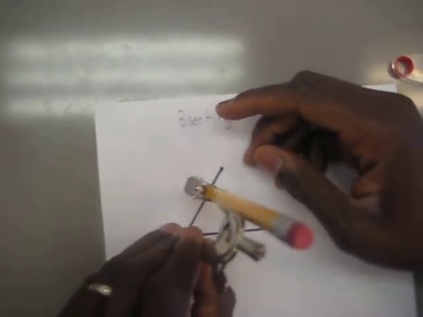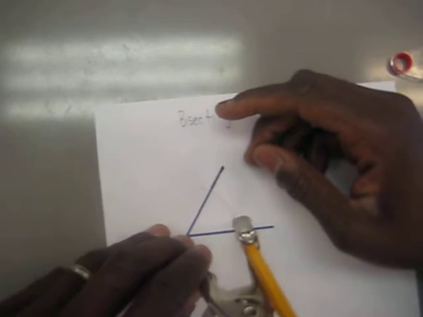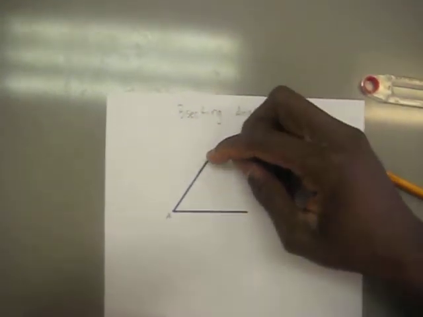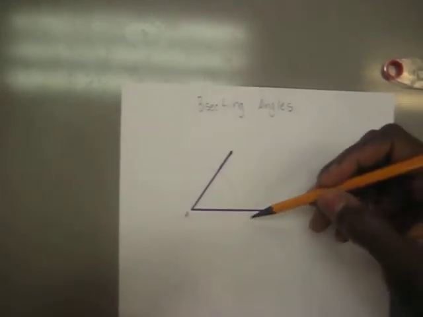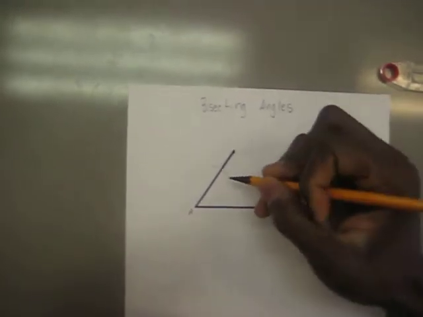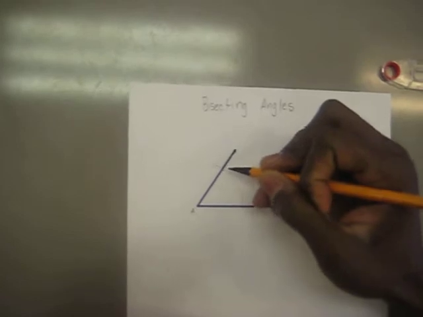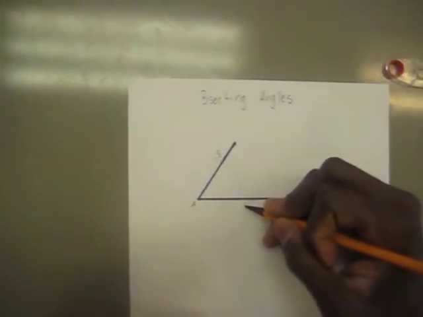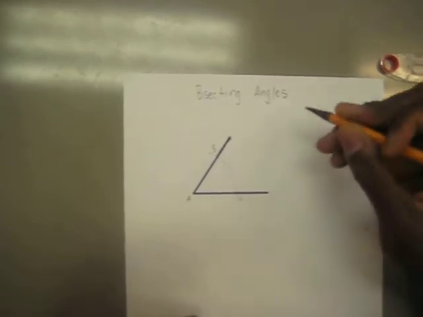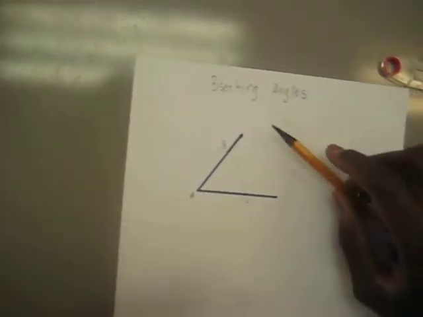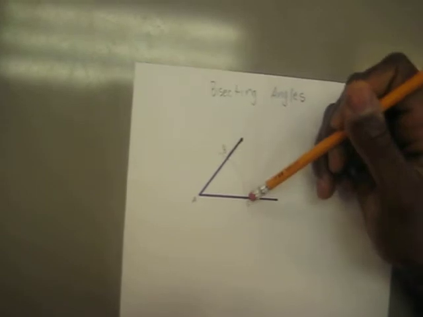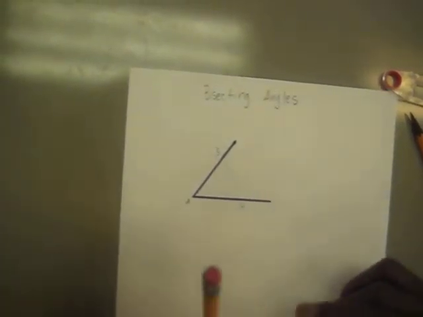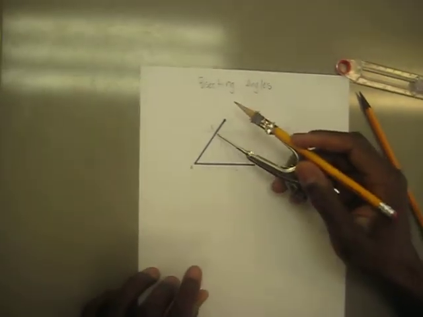The first thing I'm going to draw is an arc. There we have an arc that intersects both of the sides of your angle. You want to identify the points of intersection. I'm going to call this point here B, and I'm going to call this C. So now we have our arc BC.